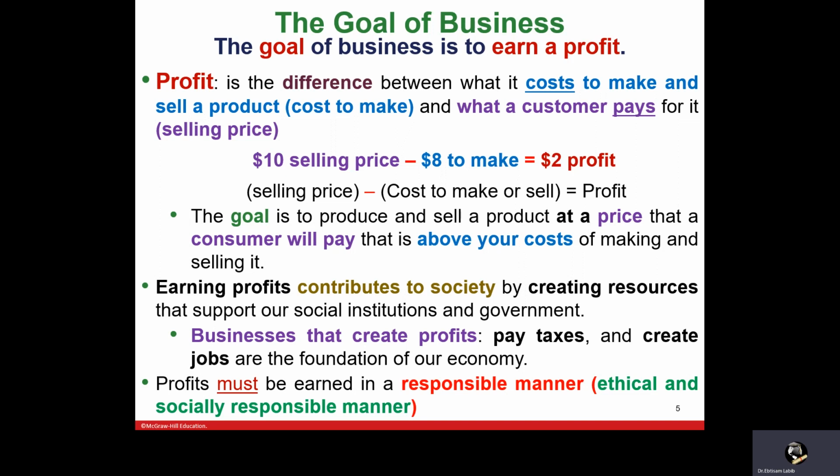And of course, they should not just earn that profit by any means. They should earn the profit in a responsible manner, which means they have to earn the profit in an ethical and socially responsible manner. And we will explain what we mean by ethical and social responsibility, inshallah, in detail next week. Okay? But here we can say that to earn a profit, they cannot sell unethical products. They cannot sell something that is not socially accepted by the society, for example.